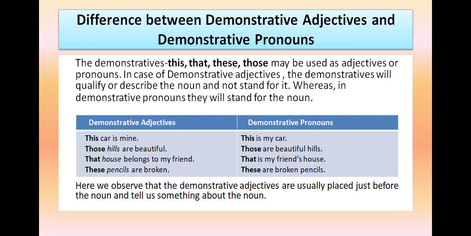So these demonstratives are standing for the word noun. So these demonstrative pronouns are standing for the nouns car, hills, house, pencils. Here we observe that demonstrative adjectives are usually placed before the noun and tell us something about the noun. But in demonstrative pronouns, they are not immediately followed by noun. They are followed by verbs.